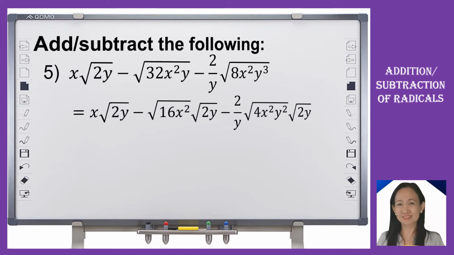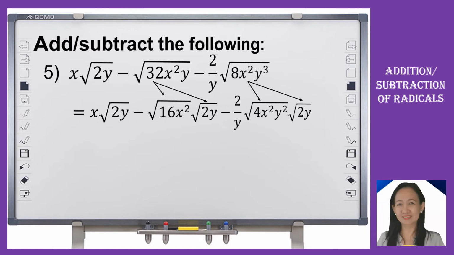So we have to copy x, the square root of 2y, since that is already in simplest form. Then, we have to factor the square root of 32x squared y into the square root of 16x squared times the square root of 2y. While the last term, negative 2 over y, times the square root of 8x squared y cubed is separated into negative 2 over y times the square root of 4x squared y squared times the square root of 2y.